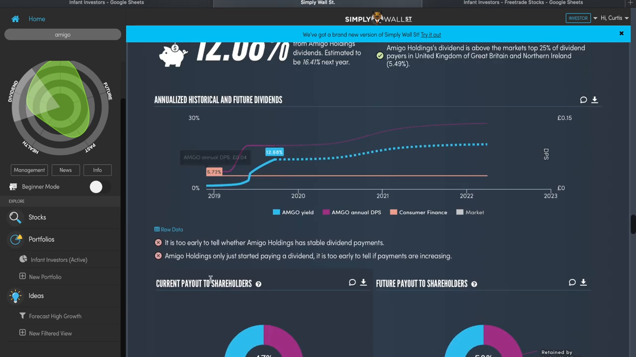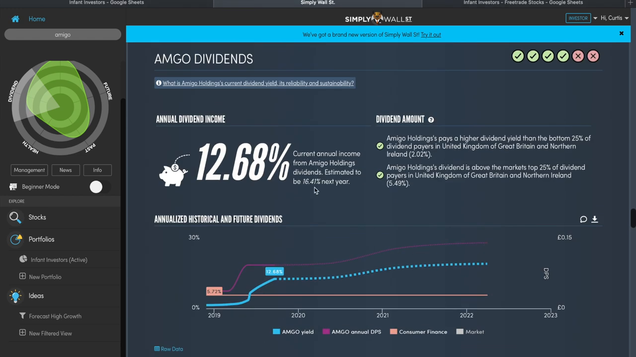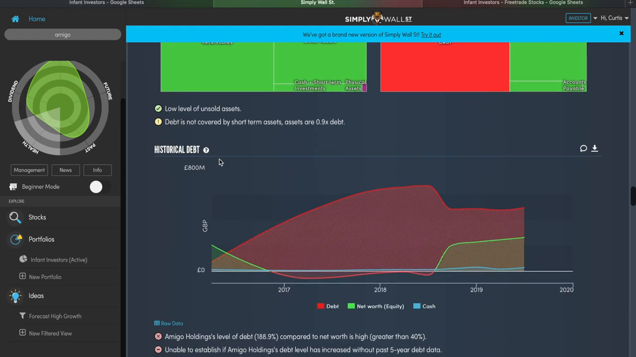And in terms of the other dividend metrics, it's too early to tell whether they have stable dividends. They've only just started paying out a dividend. Apparently it's well covered by earnings and expected to grow by earnings. So who knows? But I would say that this is what I would classify as a risky investment.